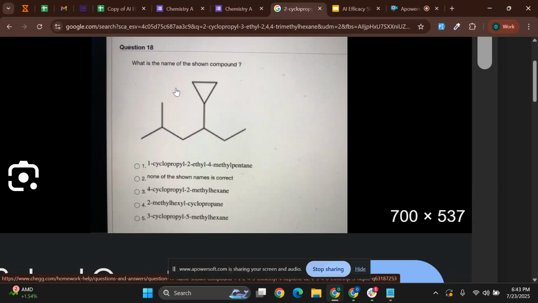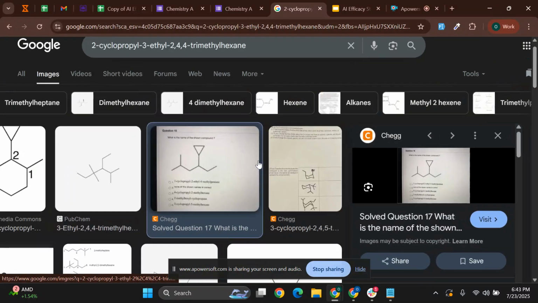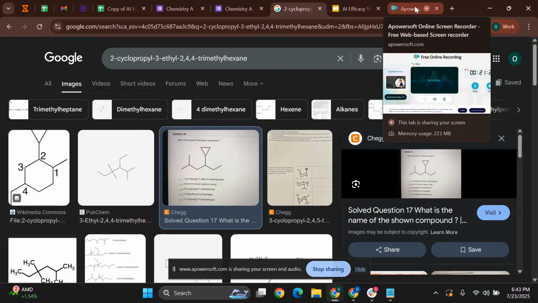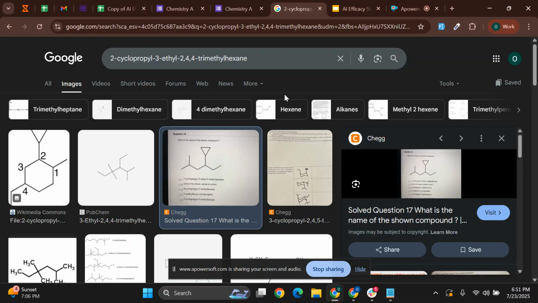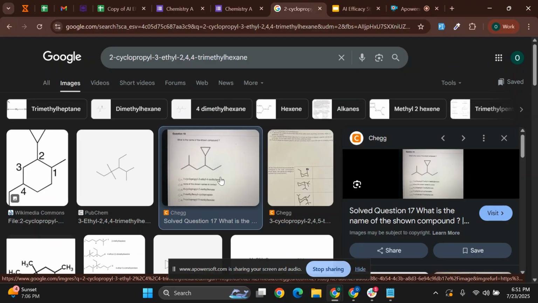What is the name of the shown compound? One cyclopropyl, two ethyl, four methyl pentane. So we are here at 2 cyclopropyl, 3 ethyl, 2 4 4 trimethylhexane.